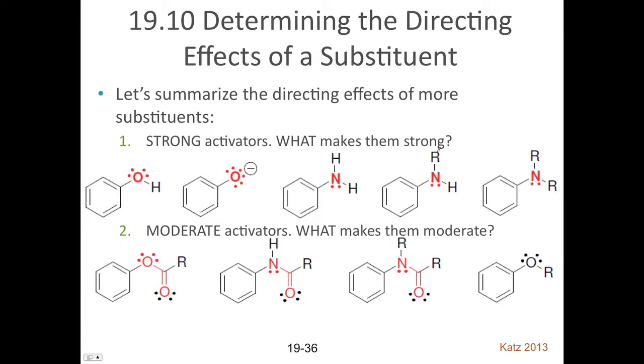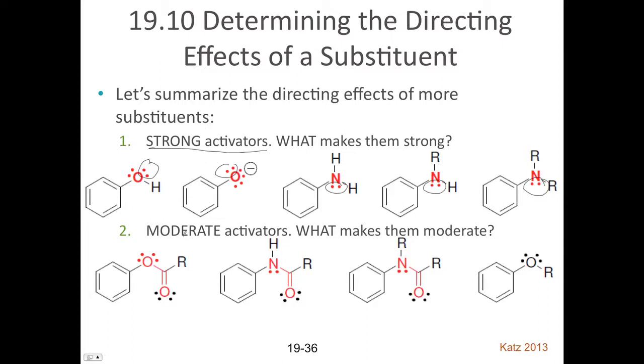So let's summarize the directing effects of some substituents. Strong activators. What makes them so strong? Well, you might guess it: lone pairs. Those groups have lone pairs of electrons on them, and that's what makes them strong activators. If you have two activators on a ring and they're not complementing each other, they are fighting each other.